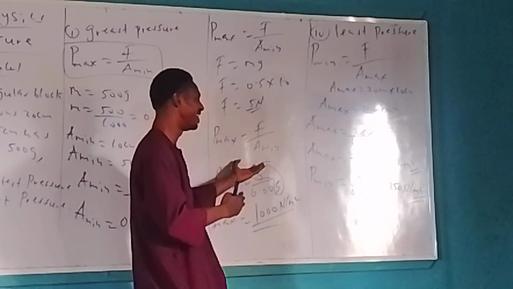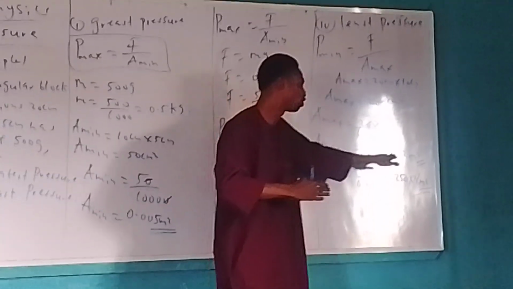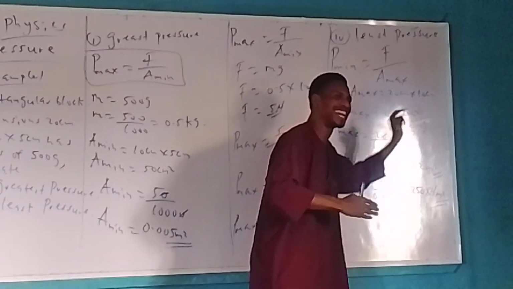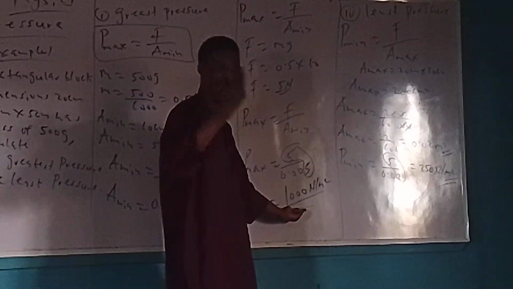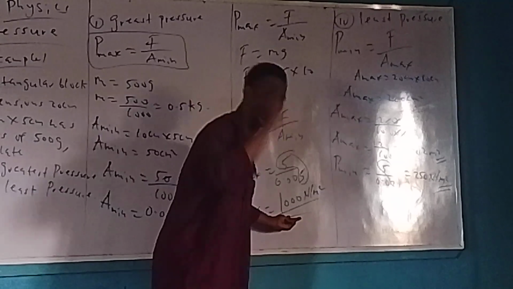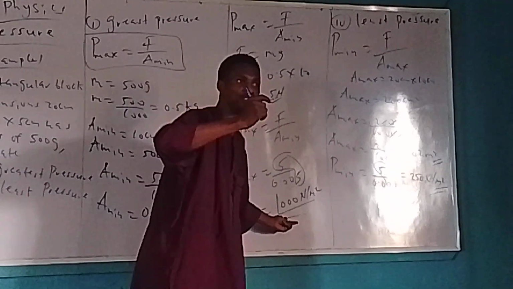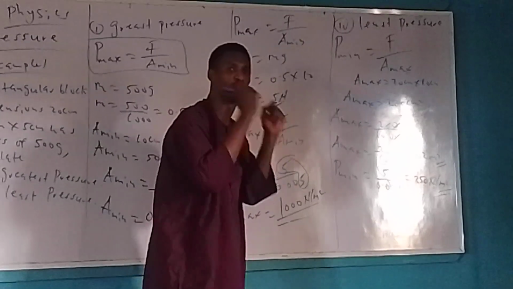Why? Because in this case, the area is smaller compared to this one. The area is large here. That is why we are having minimum pressure of 250. Pressure is 1000 here. Why is pressure changing? Pressure is changing due to surface area. Pressure depends on surface area. Everybody, pressure depends on what? Surface area.